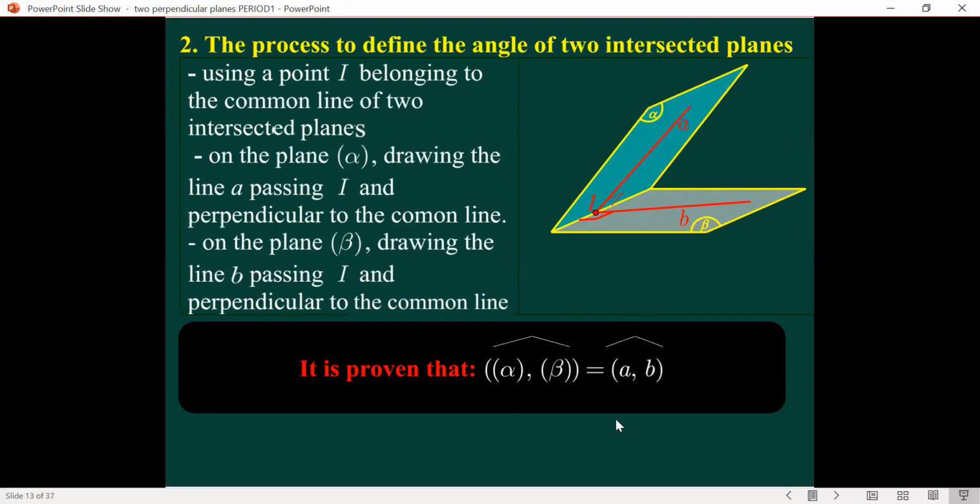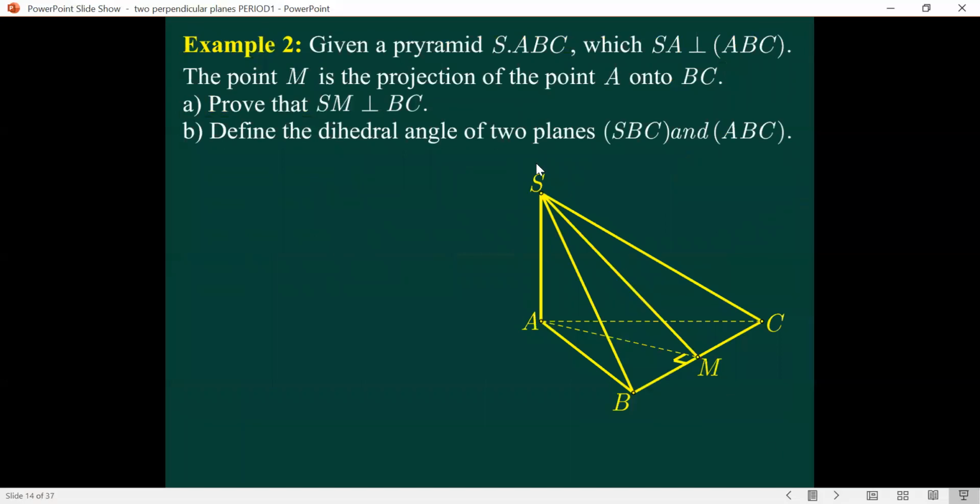Following the concept, the angle between two planes equals the angle between two lines that belong to the two planes respectively and are perpendicular to the common line. Here we have another way to find the angle between planes. We move to example 2.